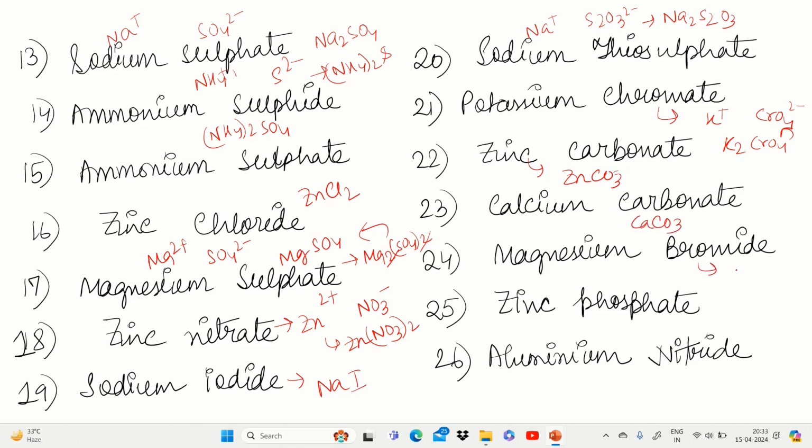Magnesium bromide is MgBr2. Zinc phosphate is zinc 2+, PO4 3-. So the answer for this one will be Zn3(PO4)2. Aluminium nitride is Al +3, N 3- is nitride. So the answer is AlN, because 3 gets cancelled. I guess now things will become easier.